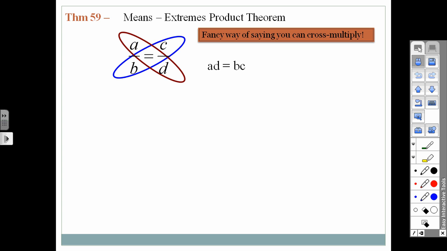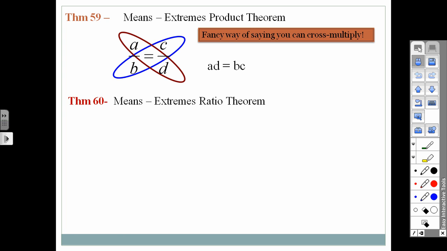Okay, so A times D equals B times C. Awesome. Now, just to confuse everybody, there's Theorem 60, which is the means extremes ratio theorem. So this theorem and that theorem, very similar, they just have one word difference. The word is ratio versus product. So remember, product means multiply, so that's the cross-multiplying theorem.